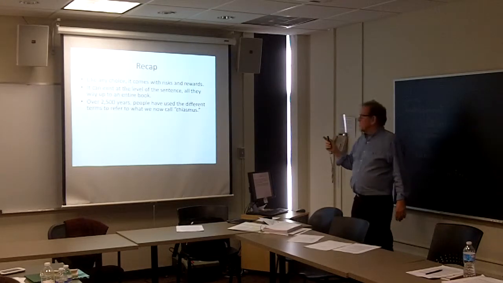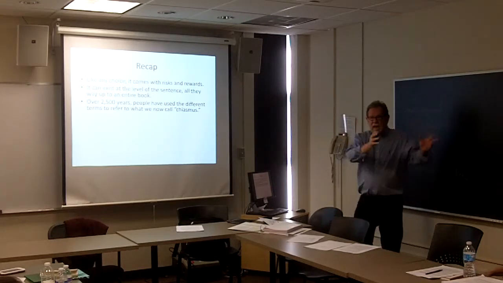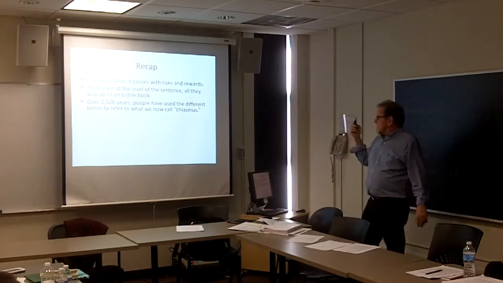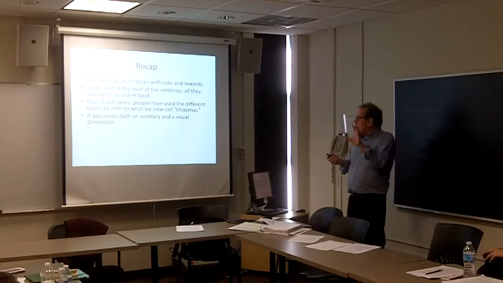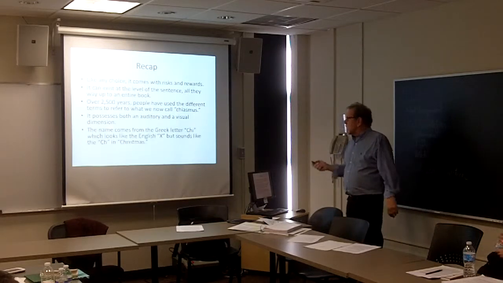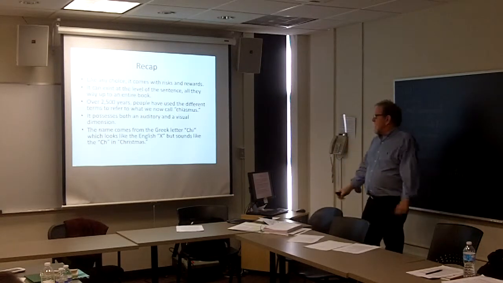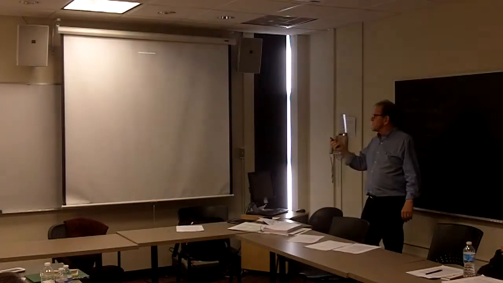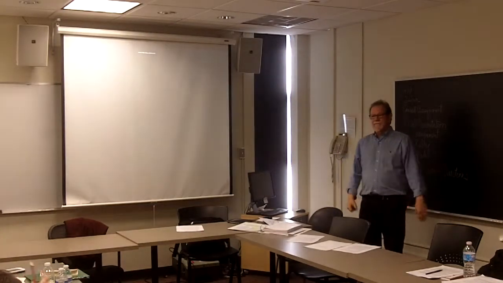Over 2,500 years, people have used the word chiasmus to define different things. They've used different things to categorize a chiasmus. It's got both an auditory and a visual dimension. The name comes from the Greek letter chi, which looks like the English X, but sounds like the k in Christmas. Thank you.